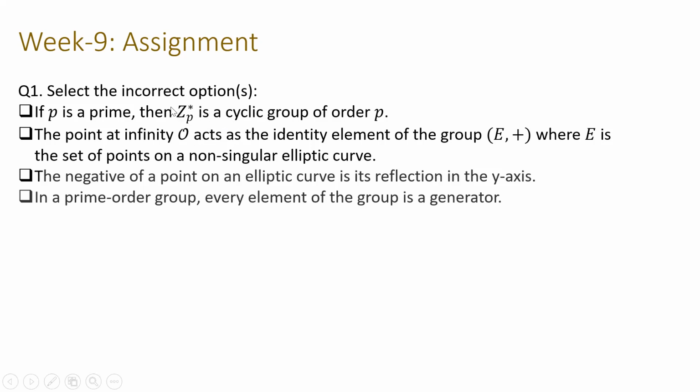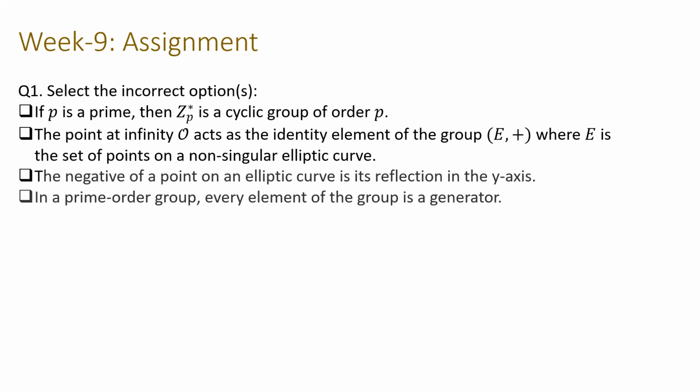ZP star denotes all the elements in the set ZP which are co-prime to the prime P. Basically, all the integers which are less than P except the element 0 will be co-prime to P, because P is a prime number. So all the elements 1 to P minus 1 are co-prime to P. That's why the order of the group, that is the number of elements in the cyclic group, will be P minus 1. So the order is not P, rather it is P minus 1.